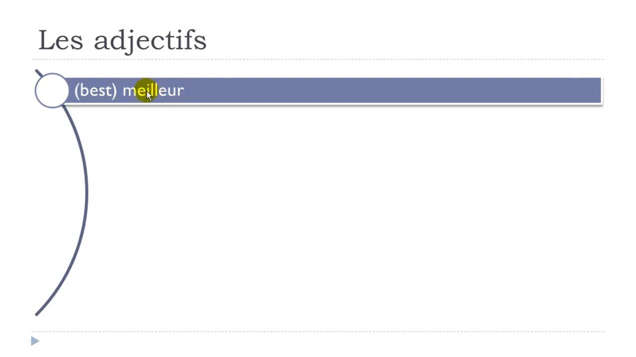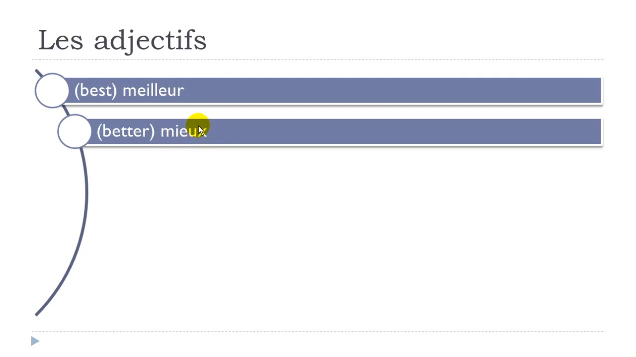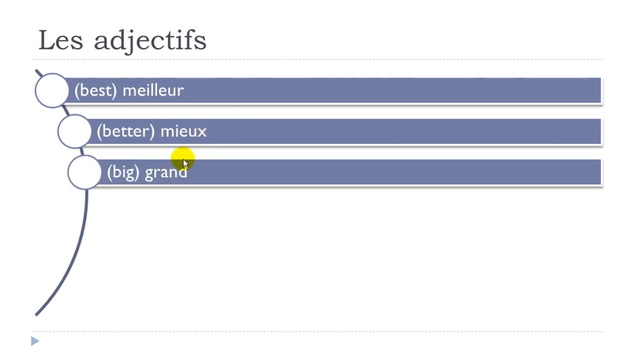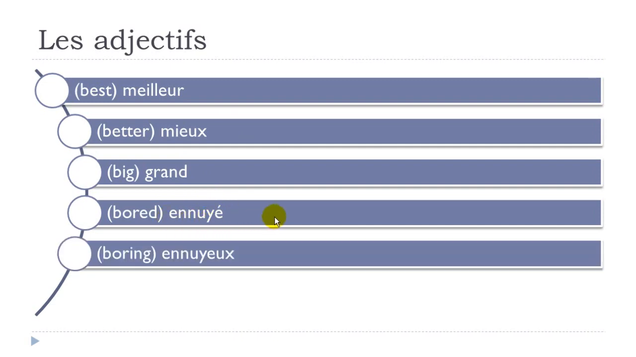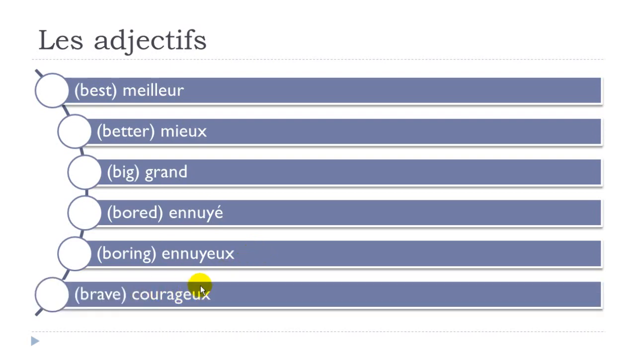Meilleur. Okay, same thing here. I-double-L-Y. Meilleur. Mieux. Final X not pronounced. Grand. Final D not pronounced. Ennuyé. Okay, so first en, then nuit, then yé. Ennuyé. Ennuyeux. Okay, final X not pronounced, and then the same concept. Ennuyeux. Courageux. Final X not pronounced, and then you get this U, E, and G plus E. After that it's je, so je, okay? Courageux.